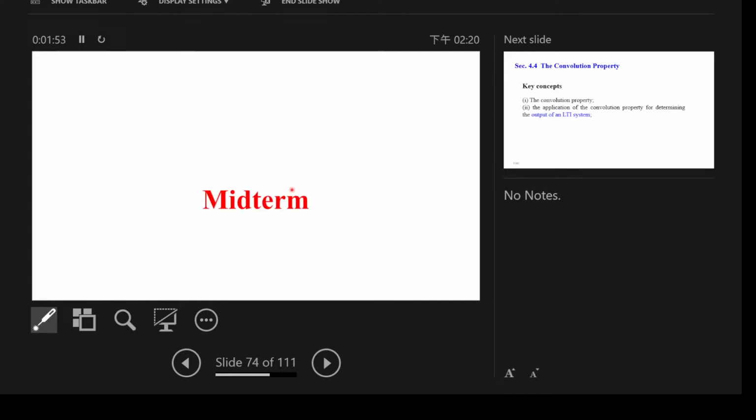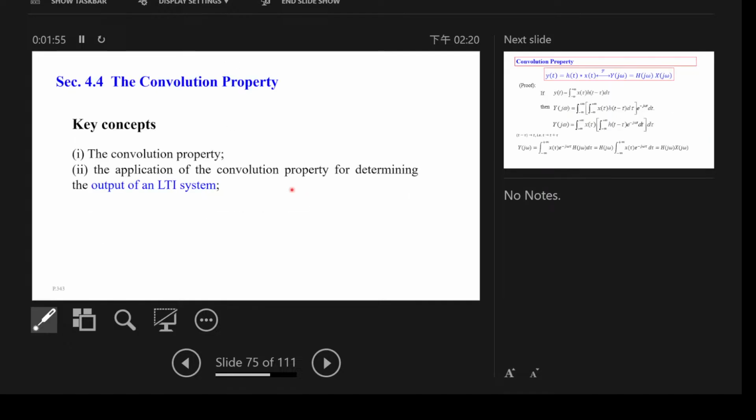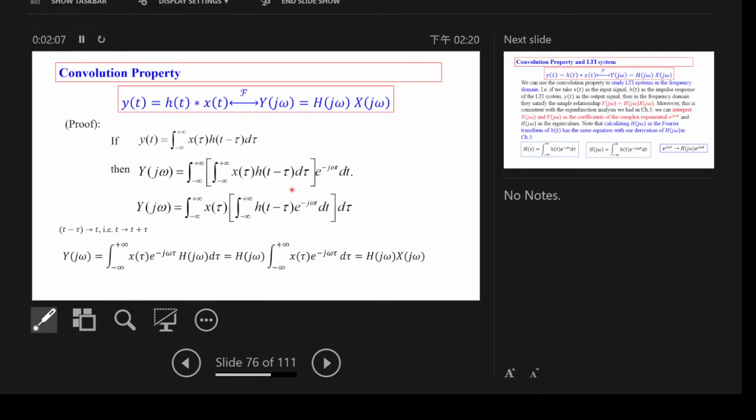We talked about a lot of properties, and we ended the properties here. So this is the convolution property. The convolution property of the Fourier transform is not a particularly hard property, but it's a big topic today. The property itself is pretty obvious.